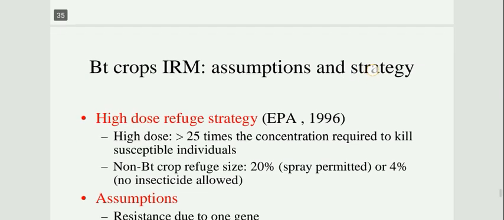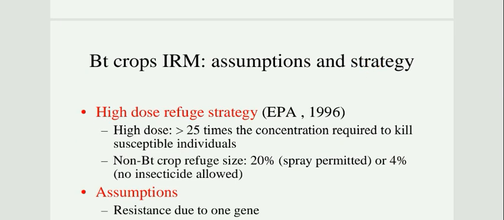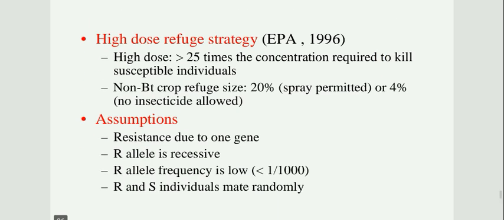High dosage refuge strategy. Resistance due to one gene. R allele is recessive. R allele frequency is low. R and S individuals mate randomly.